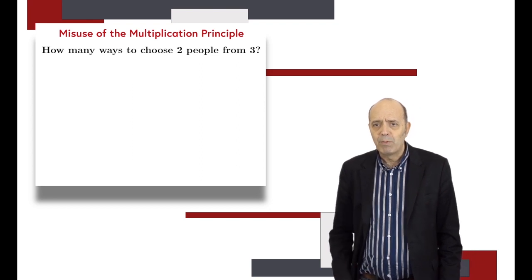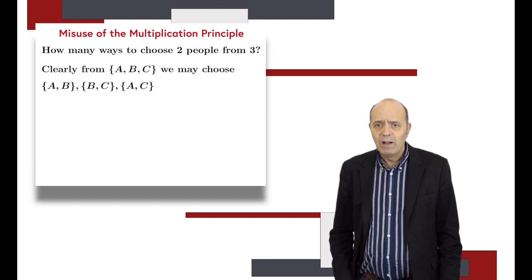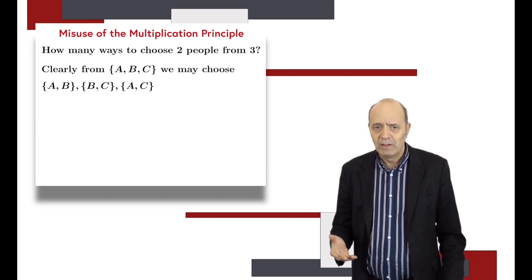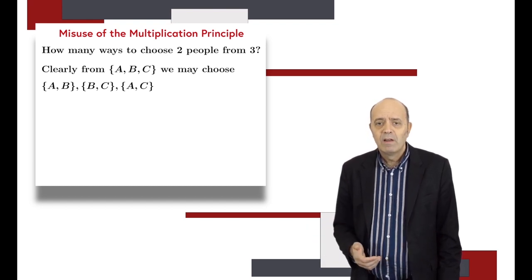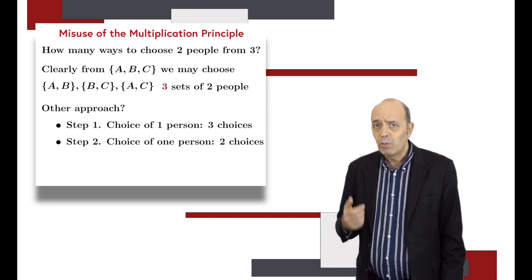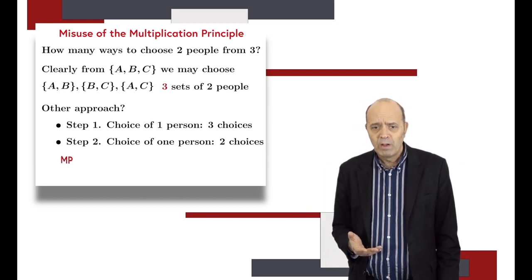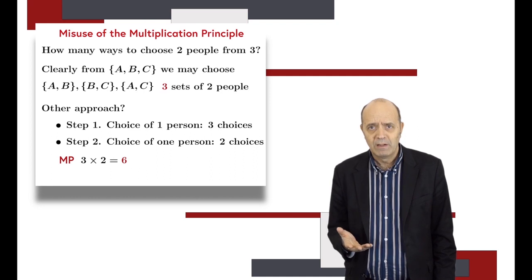Let us look at the following example. We want to choose 2 people from a group of 3 people. Clearly, we have 3 possible sets of 2 elements among 3. If people are named A, B, C, we have AB, BC, or AC. If we do it in 2 steps and we choose a first element of the committee of 2 people, we have 3 choices for the first person, and once we have chosen the first person, we have 2 choices for the second. So if we apply the multiplication principle, we get 6 possibilities instead of 3.